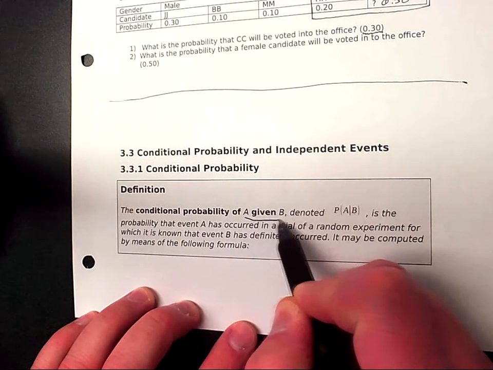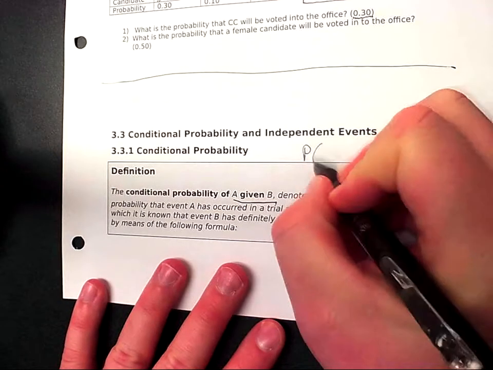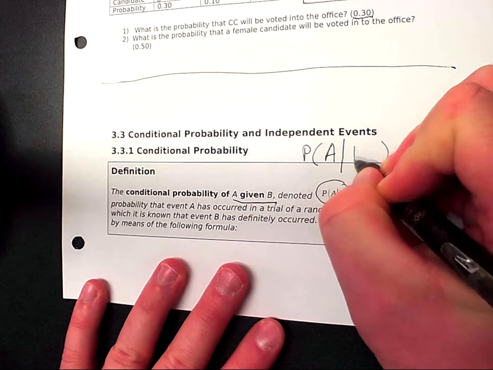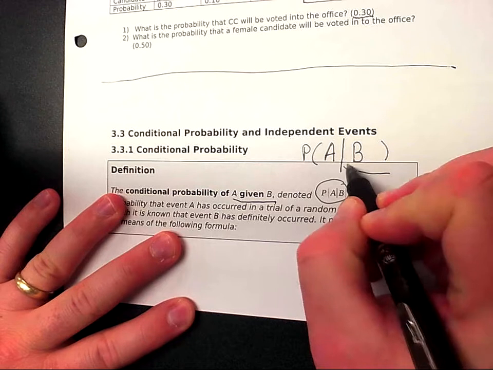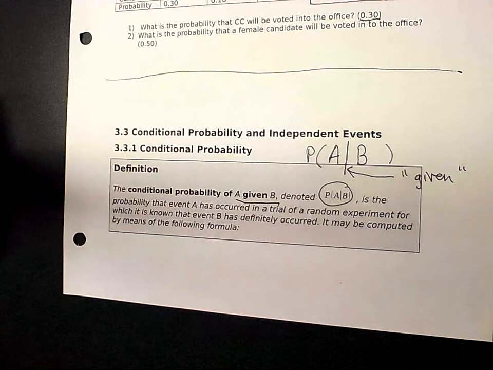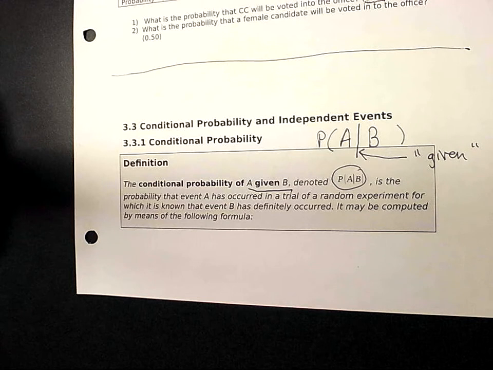Conditional probability of event A given event B is denoted by this right here. So it's the probability of A, and then you have this vertical line, and then you have the B after that. The way that you read this is the probability of A given B. So this vertical line right here is read as "given B." Given or given that, it's virtually the same thing. So the probability of A given B, or the probability of A given that B has occurred.